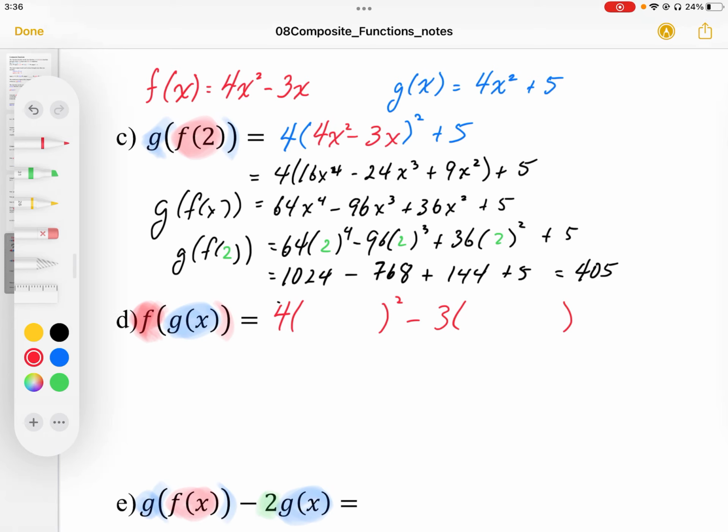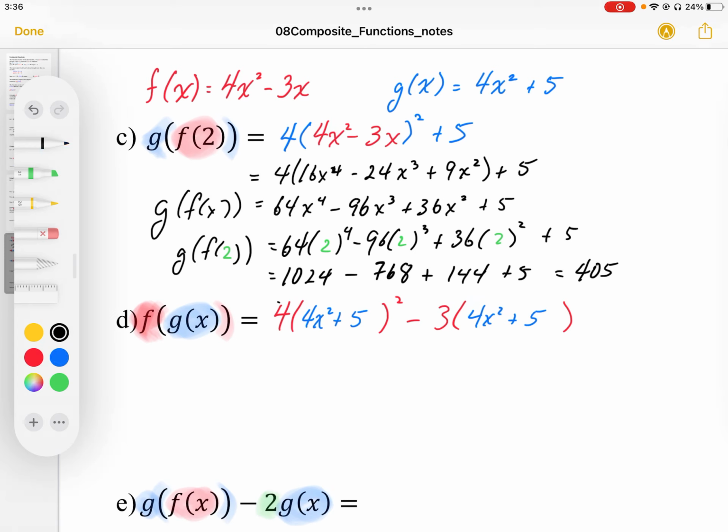So inside where the x is, I'm going to put in the g function. So the g goes on the inside. So I end up with 4x squared plus 5 on the inside here. So I've embedded the g into the f function, okay? Again, make sure you notice I'm not multiplying these things together. I'm embedding the blue inside the red.